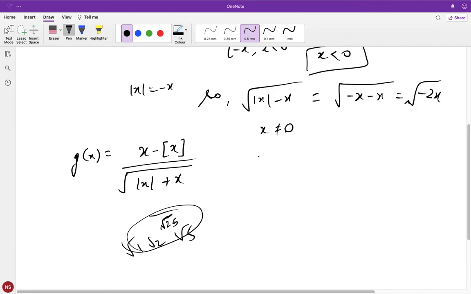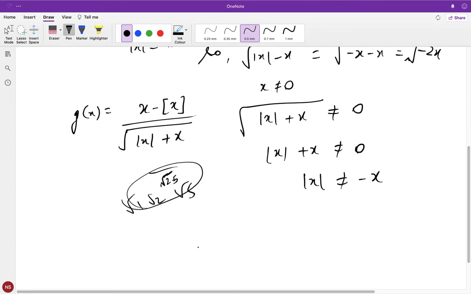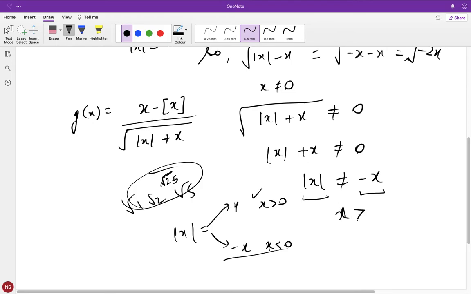So again, the denominator cannot be 0. So this square root cannot be equal to 0. In that way, this cannot be equal to 0. So mod of x cannot be equal to minus x. And again, we know that mod of x can either be x or minus x. This is equal to x when x is greater than 0, and minus x when x is less than 0. The problem says mod of x is not equal to minus x. So this cannot be less than 0. Hence, what should be x? X should be greater than 0.